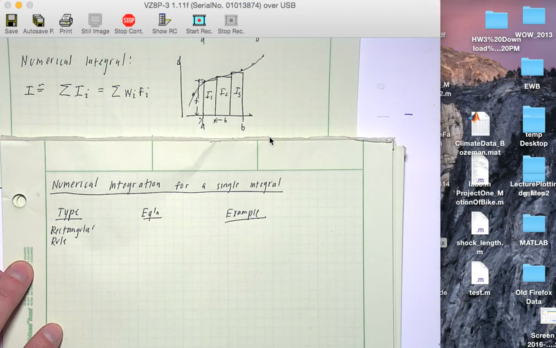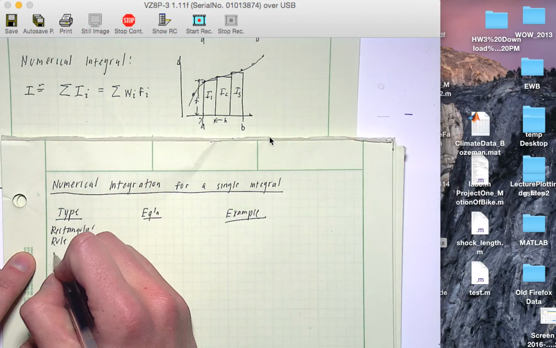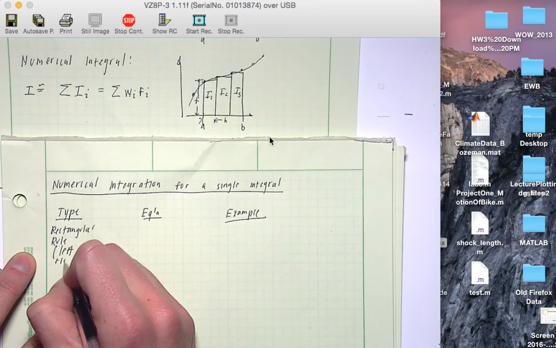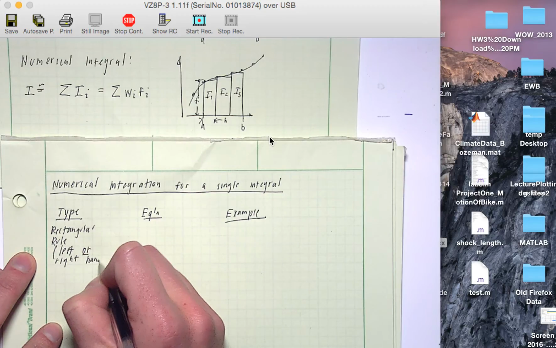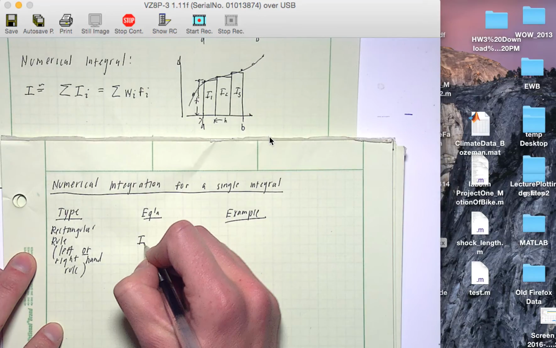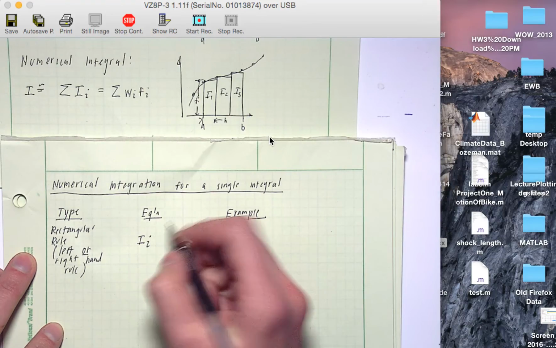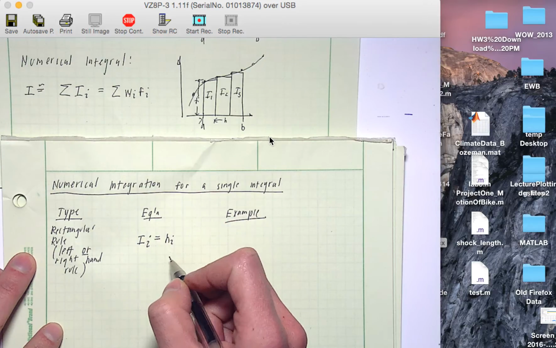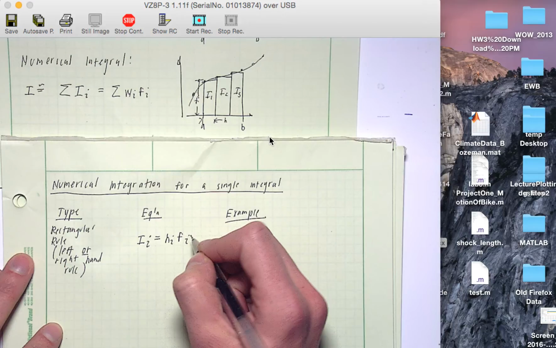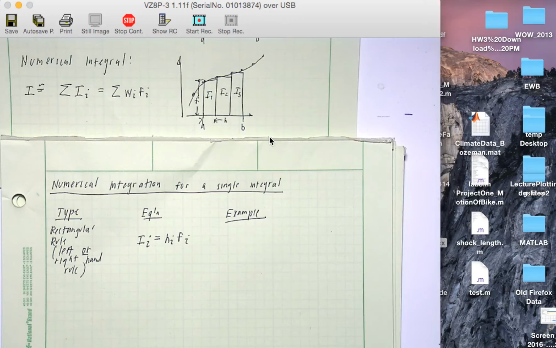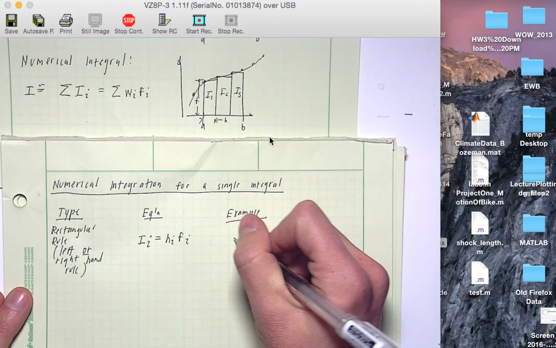So the rectangular rule is the most simple way to break up these rectangles. There's two ways you can do it, the left or the right hand rule. You can either choose to use the left point or the right point. Numerically, each integral will be defined based off of the h spacing and the function value. If the function value is the left, you just have to make sure that the i index is choosing that left point. And if it's the right, then you have to make sure it's choosing the right point.